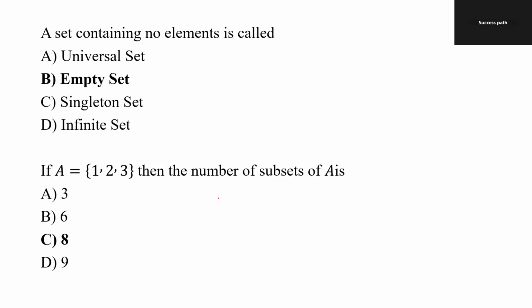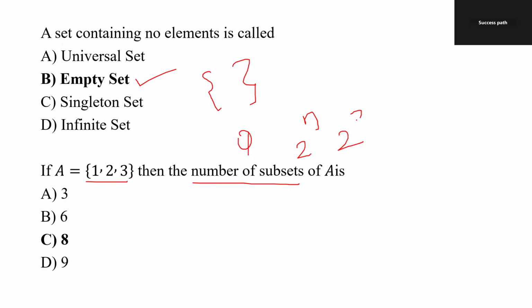Okay, so now some questions. A set containing no elements is called an empty set. It will be there with no elements, written by a symbol. If A equals 1, 2, 3, what is the number of subsets of A? What is the formula? 2 power n. How many elements are there? 3 elements, so 2 power 3. What is the value? 8 will be the answer. So the number of subsets formula we need to know.